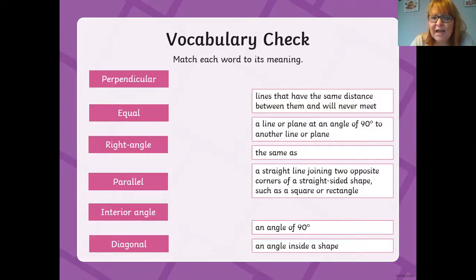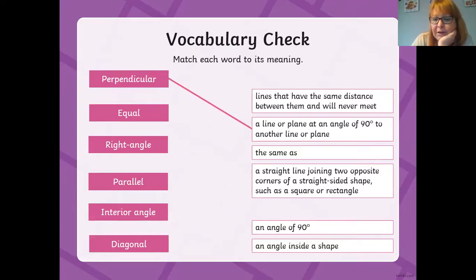So today, vocabulary check then. We've looked at some of these words this week. Perpendicular, equal, right angle, parallel, interior angle might be something that's a bit new, and diagonal. So let's see, what joins up to what? Can you guess? Pause it if you want to have a guess.